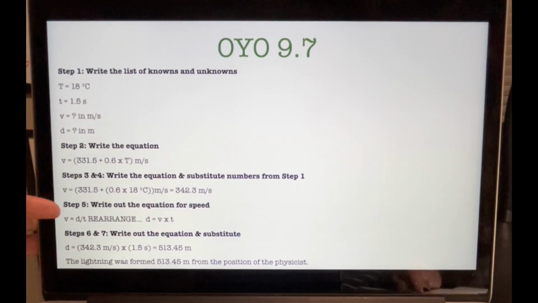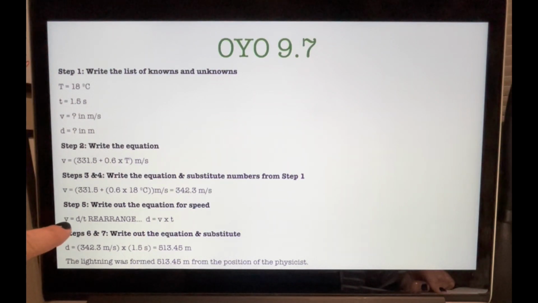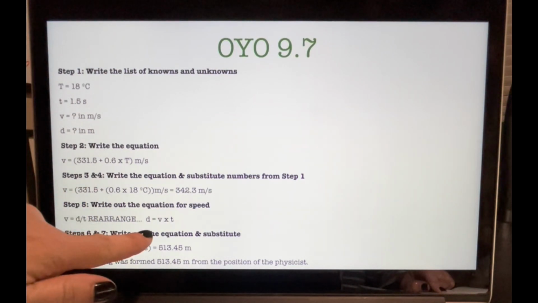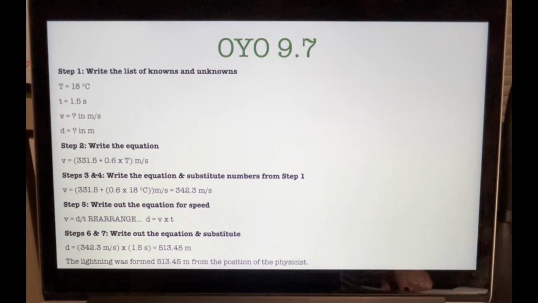All right, now step 5, write out the equation for speed and rearrange. We've done that earlier. So we know the equation for speed is speed equals distance over time. We rearrange it to find out the distance equals speed times time. Step 6 and 7, write out the equation and substitute. We get 513.45 meters. The lightning, therefore, was formed 513.45 meters from the position of the physicist.